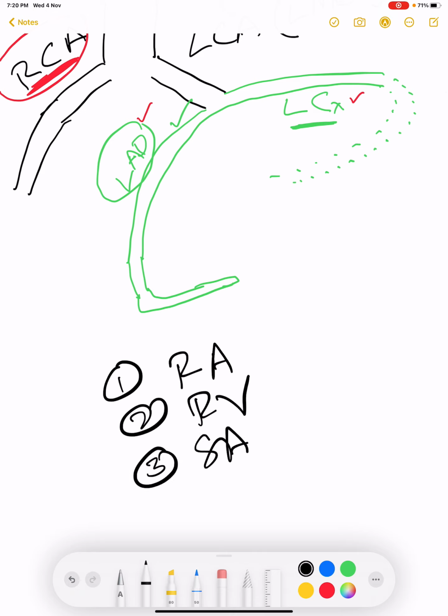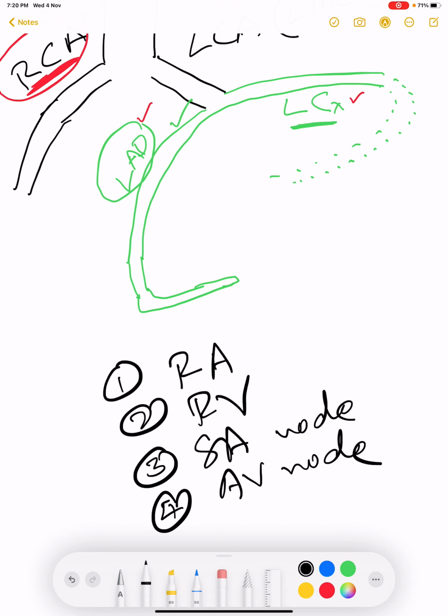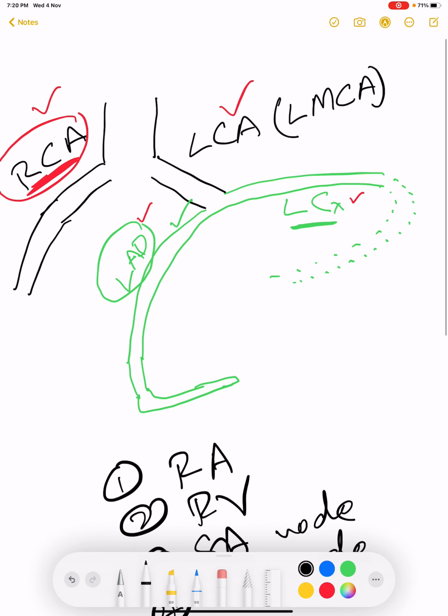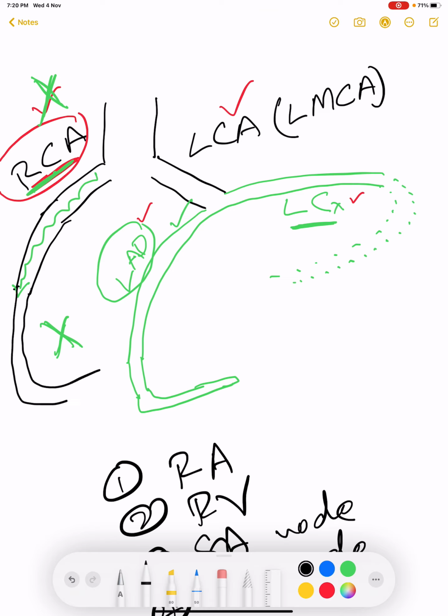There will be the SA node, and there will be the AV node. Okay, and later we will see. So this is the right coronary artery. It follows downwards, supplying the right side, the right atrium and right ventricle. Then it goes down and continues as the marginal artery, and this marginal artery supplies the inferior border of the heart.